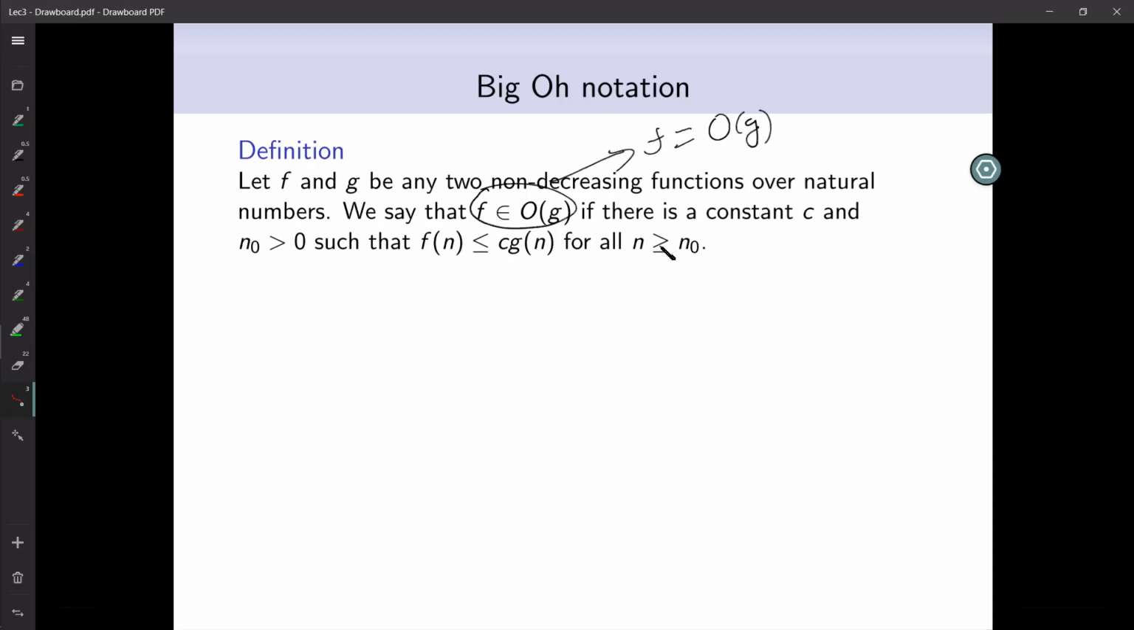So how does it compare with our previous definition? It compares well with our previous definition if we didn't have this constant. So we said f is less than or equal to g if there is an n0 greater than 0 such that for all n greater than or equal to n0, f of n is at most g of n. All I did was put a constant multiple here, so we allow a constant. C could be 100, C could be 1000, C could be 0.0001. It's just that it should be non-negative.